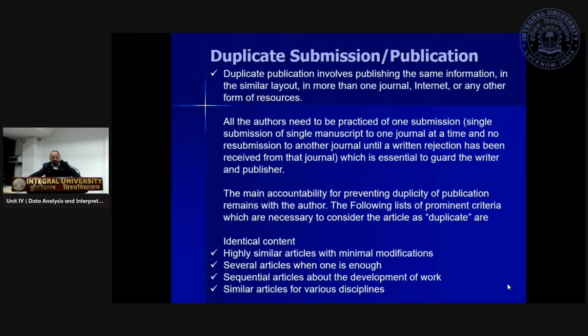The following important criteria are necessary to consider an article as duplicate: identical content, a highly similar article with minimal modifications, several articles when one is enough, sequential articles about the development of work, and similar articles from various disciplines. These things come under duplicate publication. All of these come under duplicate publication if it comes to the knowledge of the publisher.